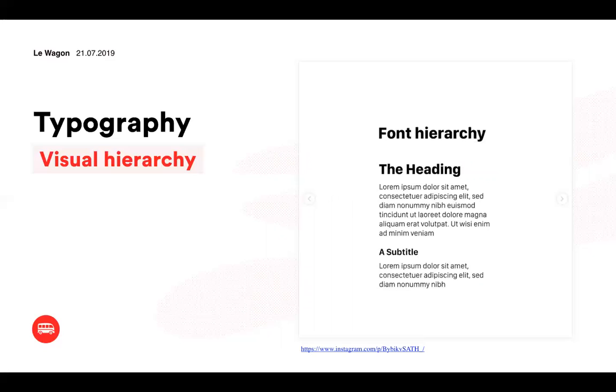So look at this example on the font hierarchy. The heading is bold and darker than the paragraph, and the subheading, the subtitle, is darker than the P as well, and just smaller than the H1.